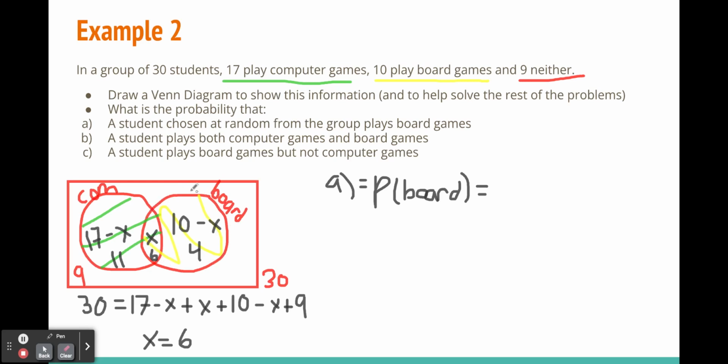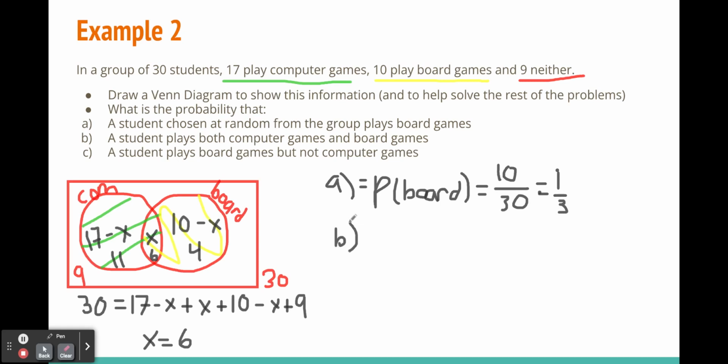So adding up everything in the board game, we have 6 plus 4. So we have a total of 10 people out of a possibility of 30. Now you can keep it as 10 over 30, but it's easy to simplify this one. It becomes 1 over 3. And your calculator can simplify fractions for you. The next one is B.